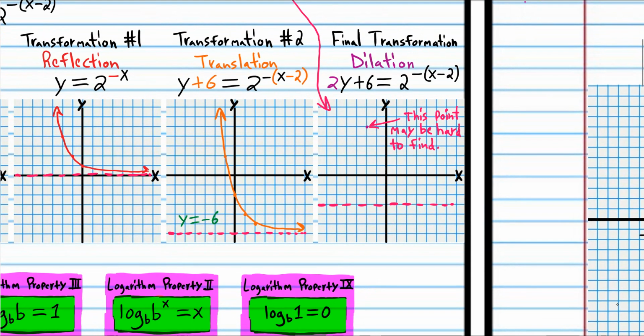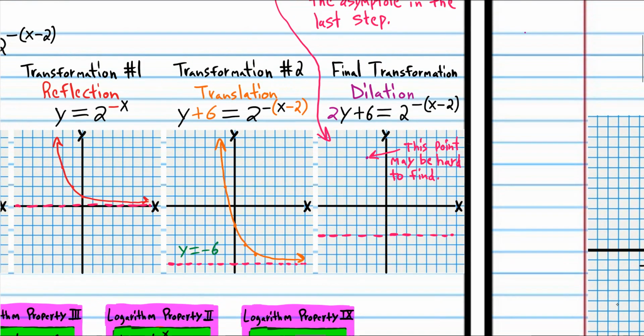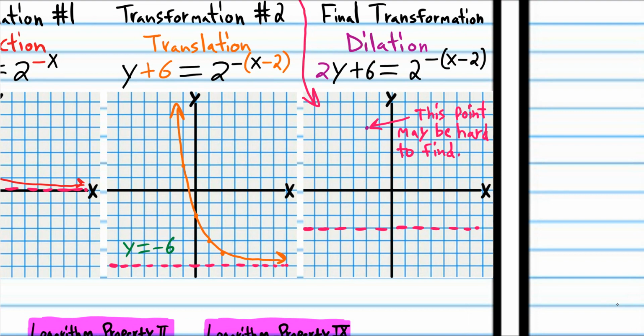Okay, so now we have our asymptote. And now we're going to divide all the points. So this point becomes 0, -1, dividing all the y values of the points by 2. This point becomes 1, 2. And this point here becomes 2, 2.5. And this point up here becomes -1, 1.